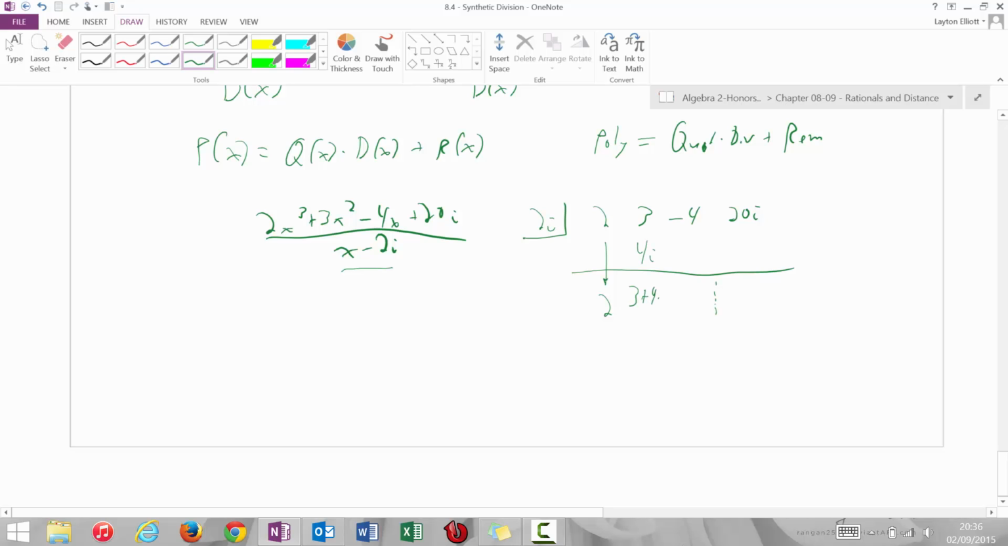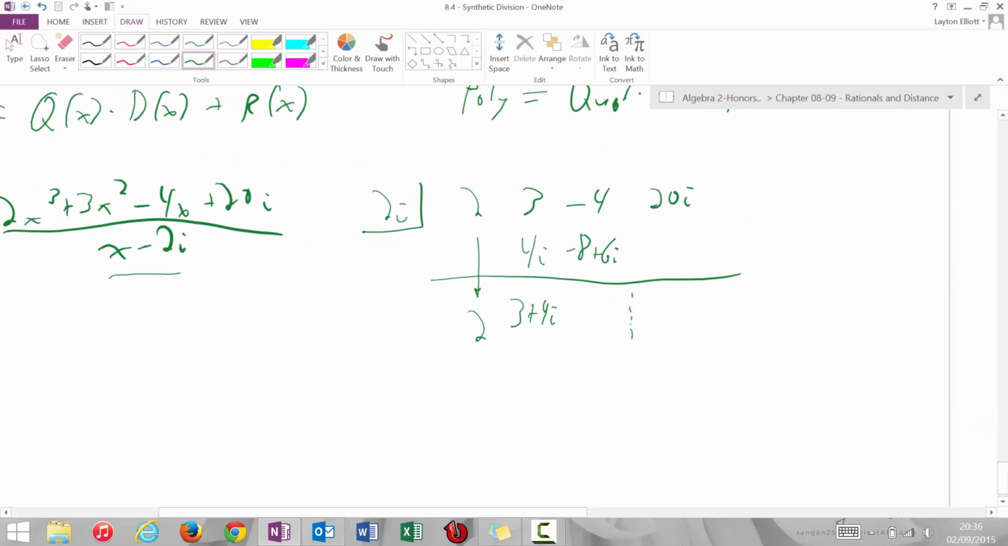Add, multiply, slow down. 2i times 4i is negative 8 plus 6i. Then I'm going to add negative 12 plus 6i. Then I'm going to multiply. I get negative 12 minus 24i. And then add, negative 12 minus 4i.